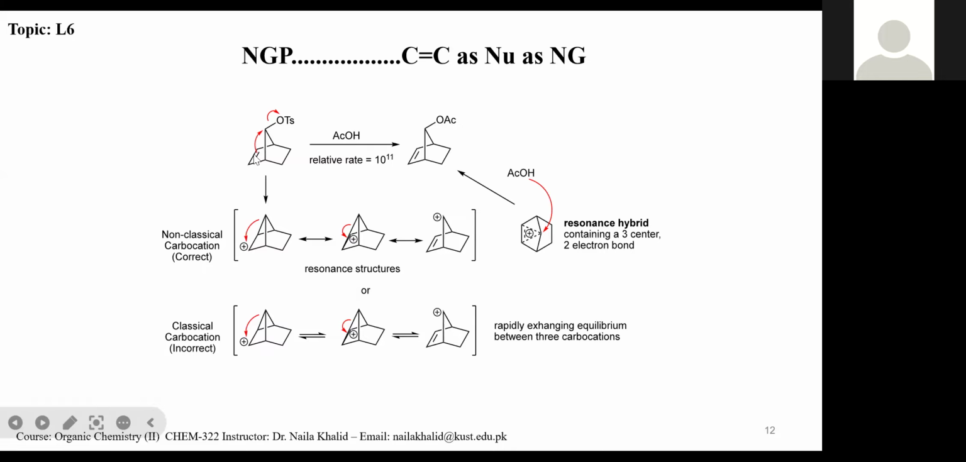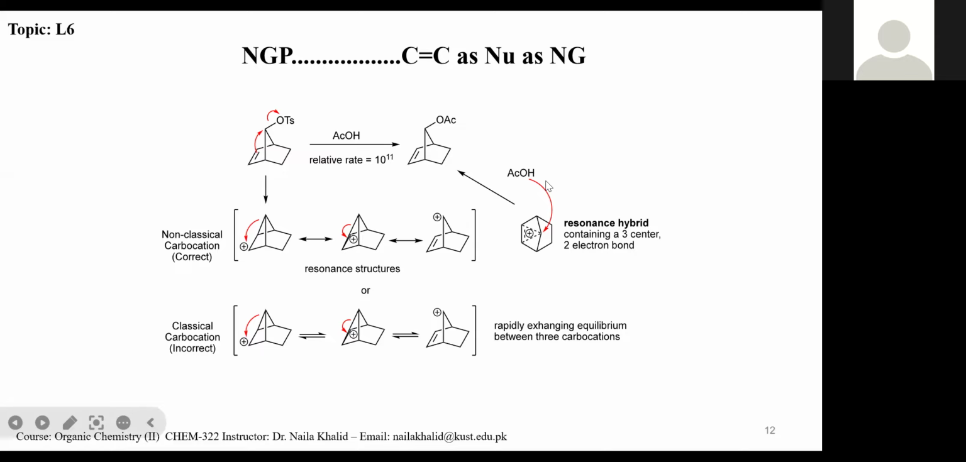Here, this attack occurs, and this will be formed. Here is the positive charge. This positive charge is resonance stabilized, and that is why you get this non-classical carbocation, which is actually the correct explanation. This is the resonance hybrid.